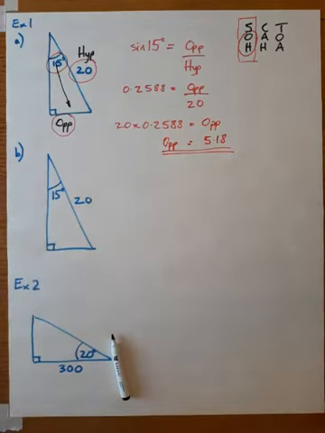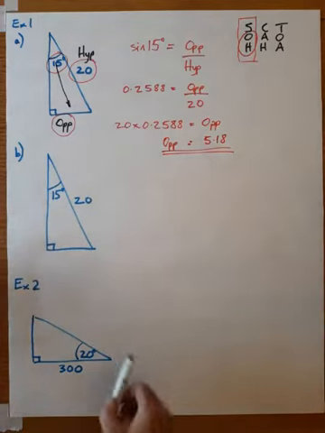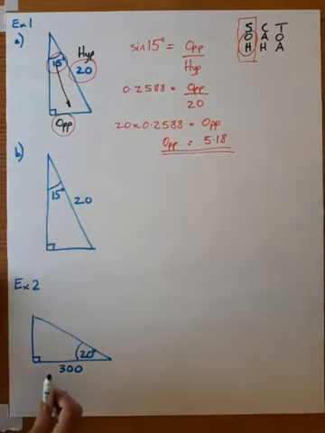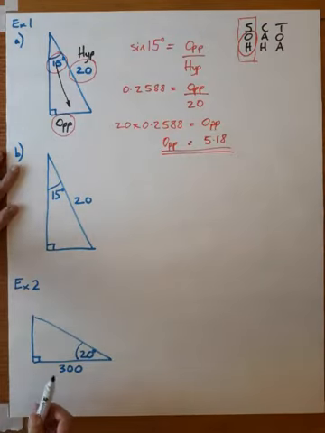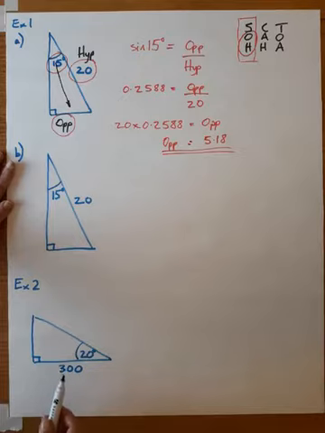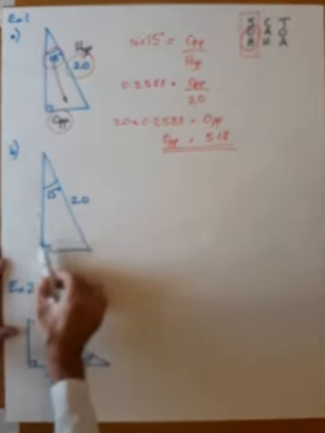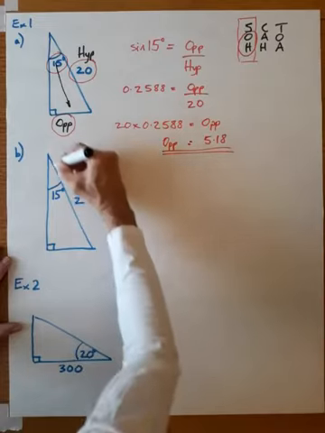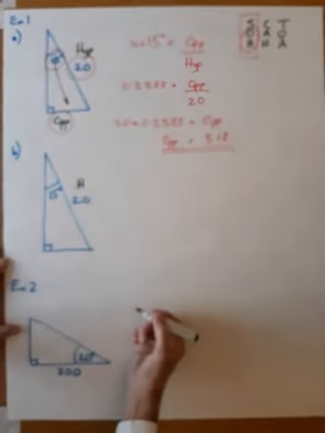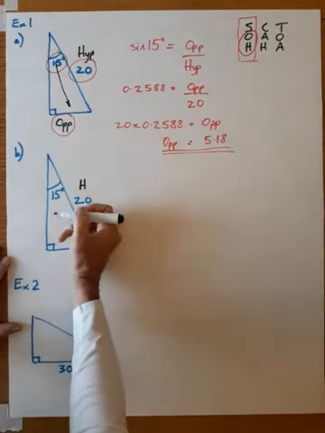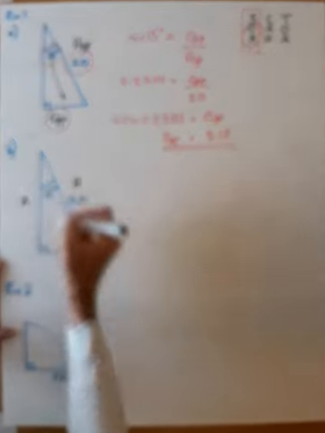Okay, let's have a look at example B. In example B, you're asked to find the adjacent side. So here is our triangle. This is hypotenuse. The longest one is always the hypotenuse. This side touches the angle that we're given, which makes this adjacent.